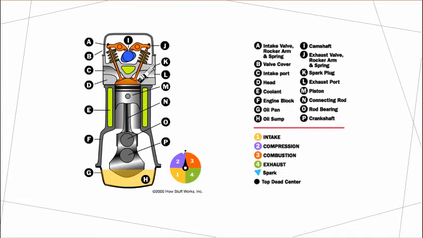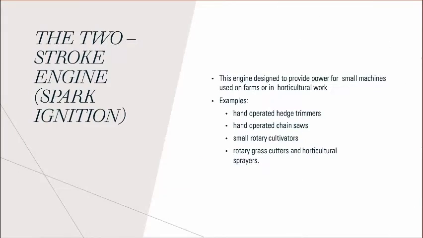This figure shows the components available in a single cylinder of a four-stroke engine, from the intake valve to the crankshaft. And now we go to the two-stroke engine using spark ignition.